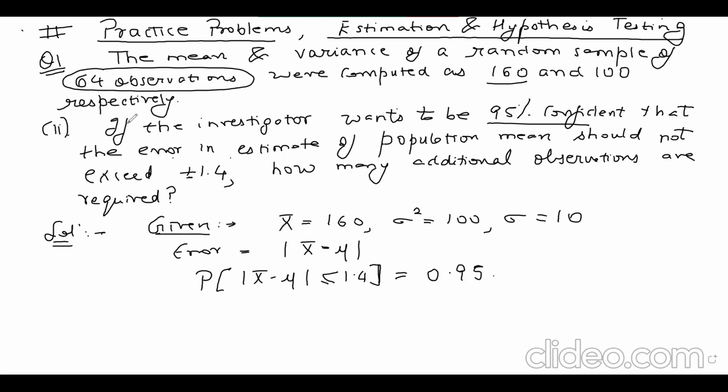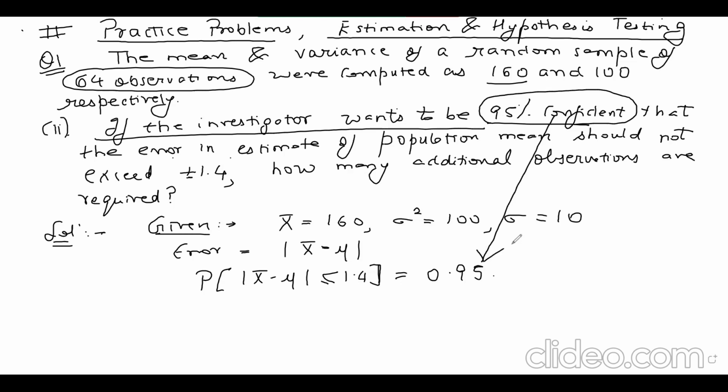So if you read the first sentence, you will see that the probability of the sampling error less than or equal to 1.4 should be equal to 0.95. This is exactly what it means by saying that the investigator wants to be 95% confident that the error in estimation of population mean should not exceed plus minus 1.4. That means in absolute terms, modulus of x bar minus mu should be less than or equal to 1.4.